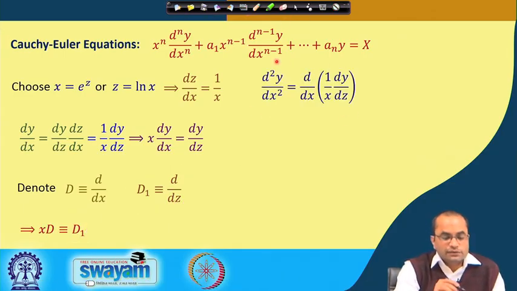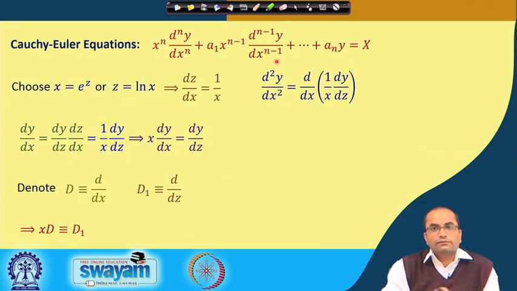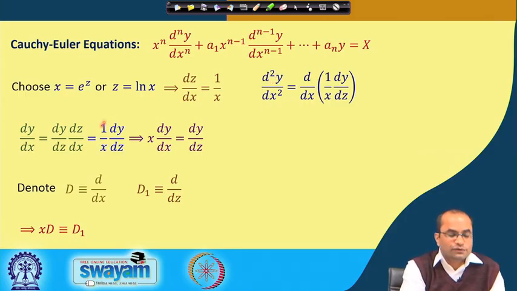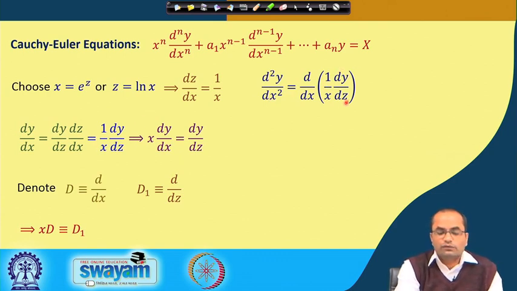So, now coming back to the second order term, how will this look when converted to the z independent variable? d²y over dx² means d over dx of this (1/x) dy/dz term, because this was dy/dx. So, d over dx of dy/dx, and dy/dx was (1/x) dy/dz.